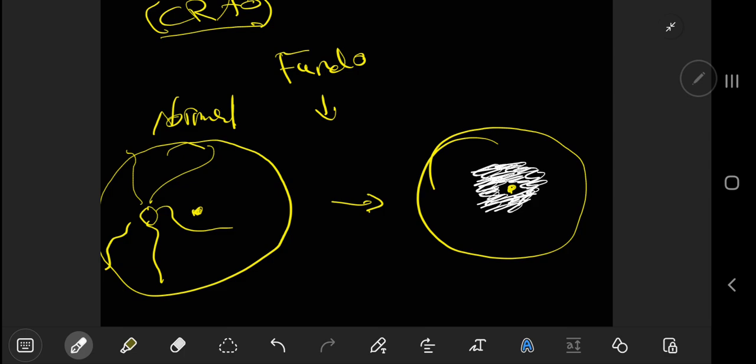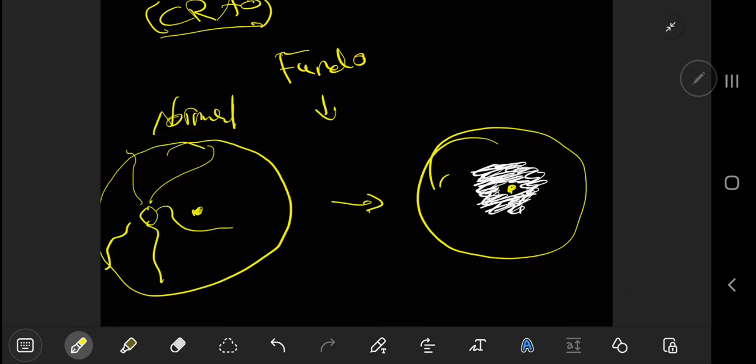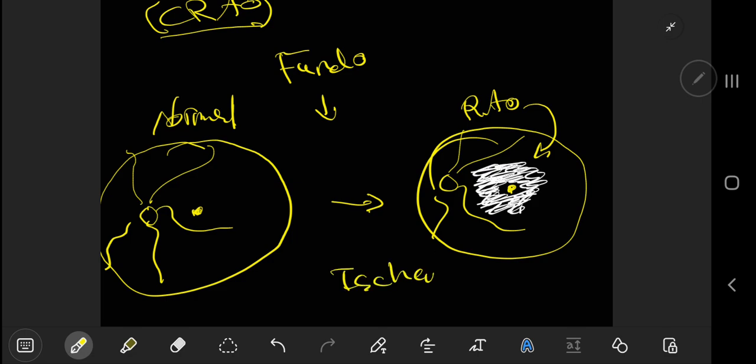Now the interesting question is why. Here is the optic nerve and blood vessels. Why in RAO do we see this pale area? It's because of ischemia. In RAO the retinal artery is occluded, so what we are seeing is the area for which there is no blood.